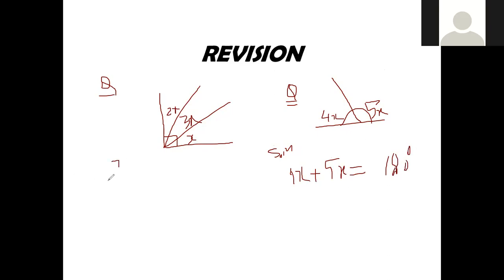And here, what will be this? 2x plus 3x plus x equals 90 degrees. 3x plus x equals 90, right? Why is this 90 degrees, children? Because it is a right angle. Yes, being a right angle, good. This is a right angle.